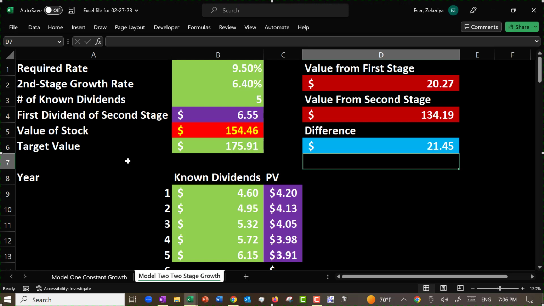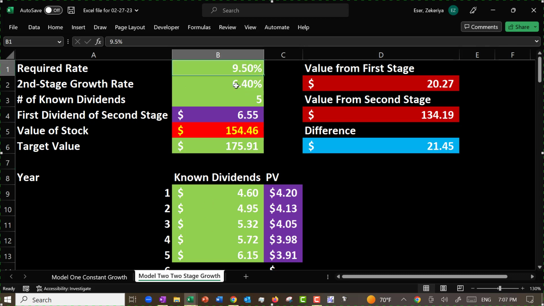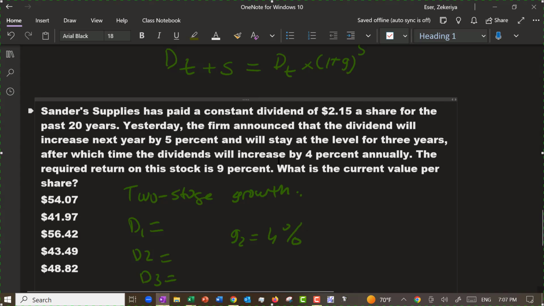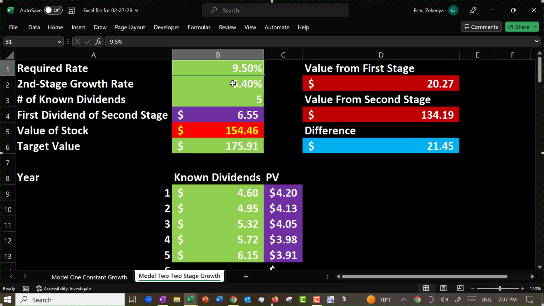First, what's the required rate of return? 9%. Second stage growth rate, 4%. Number of known dividends, 3. I'm going to come to that.